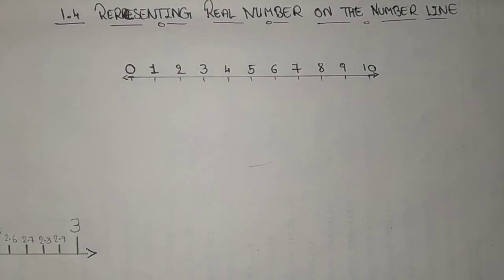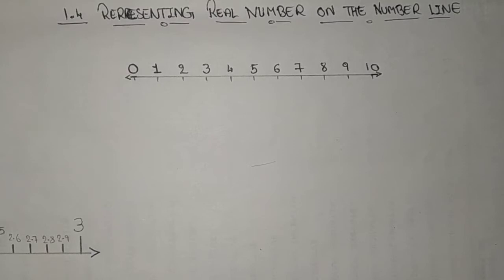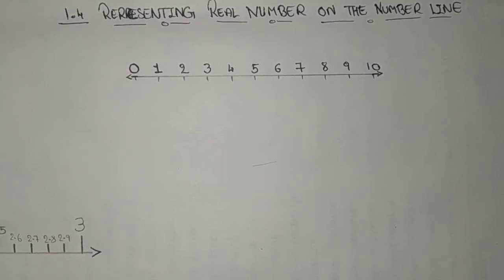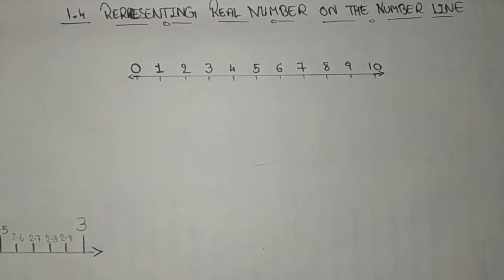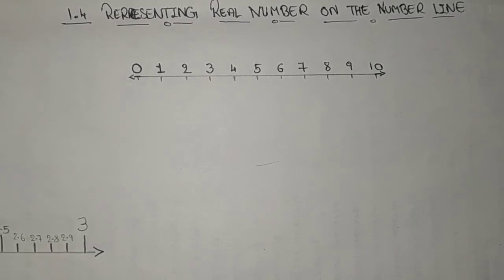Now we are continuing with the next part, that's exercise 1.4, representing a real number on a number line. We learned what a real number is. A real number is a number system which consists of natural numbers, integers, whole numbers, rational and irrational numbers. In this exercise we are supposed to visualize a given number on a number line.